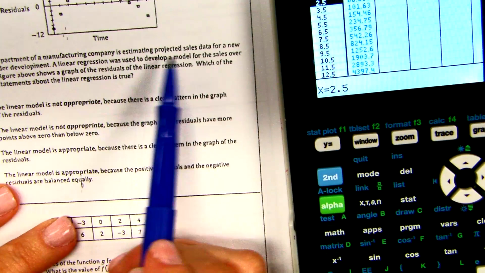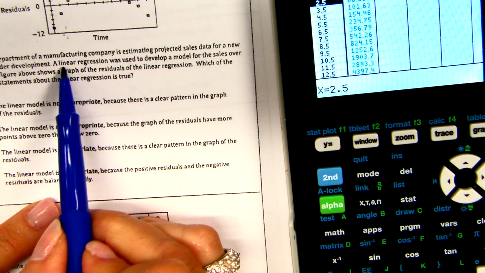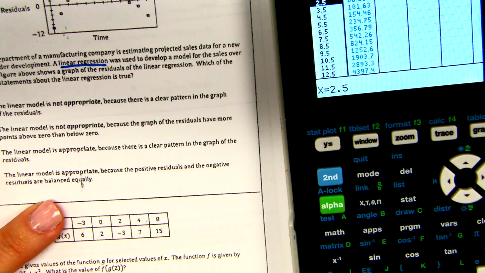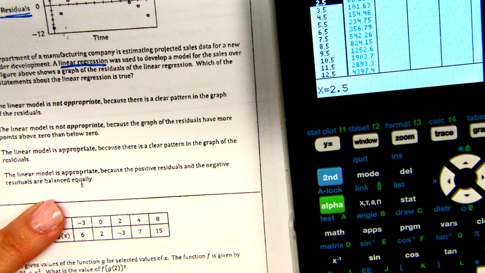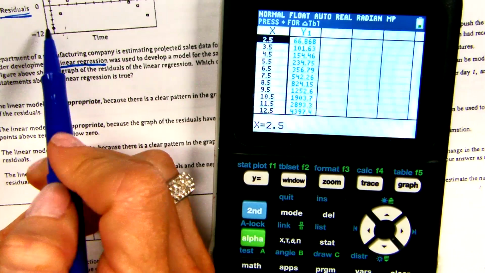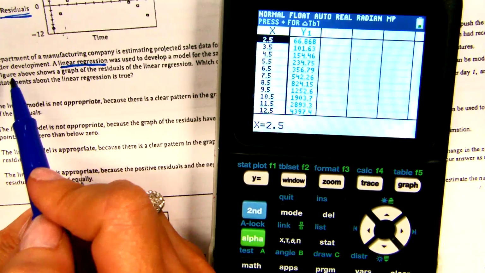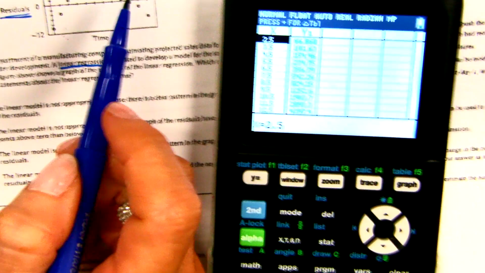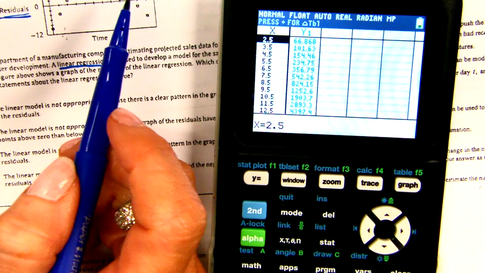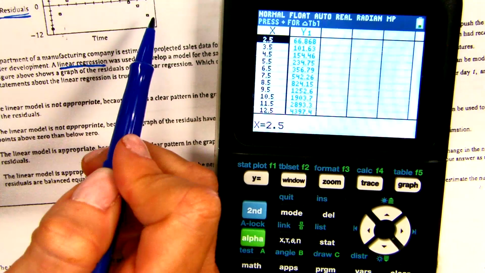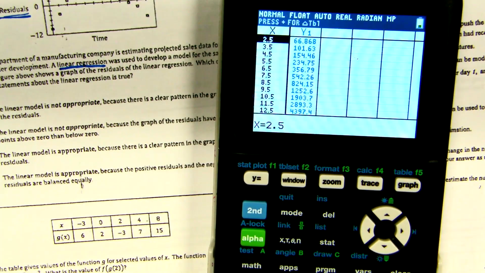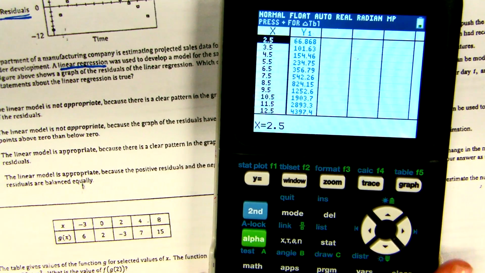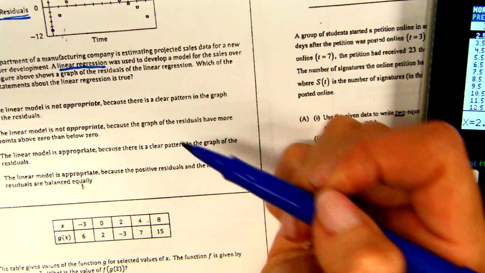Sales department, blah, blah, blah. A linear regression was used to develop a model for the sales over time. So the figure above shows the residuals. Okay? This is not a regression. This is not supposed to look like a line or anything like that. These are, remember the residual formula? You do a whole bunch of residuals and you graph them and it makes some kind of a shape. And we judge the regression by the shape of the residual. We look at whether it has a pattern or not.